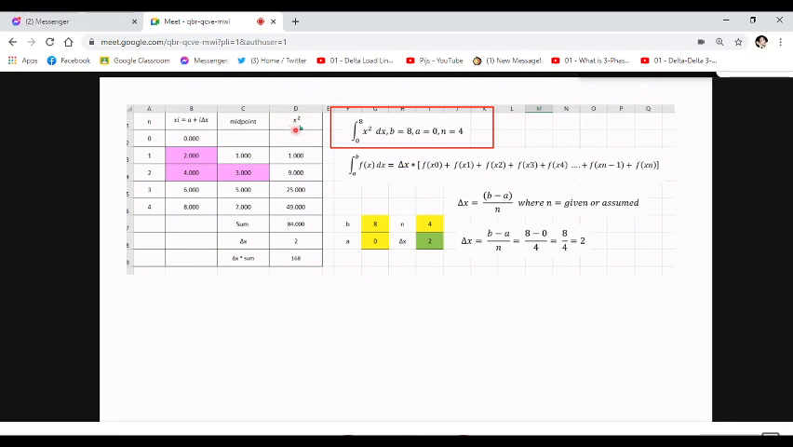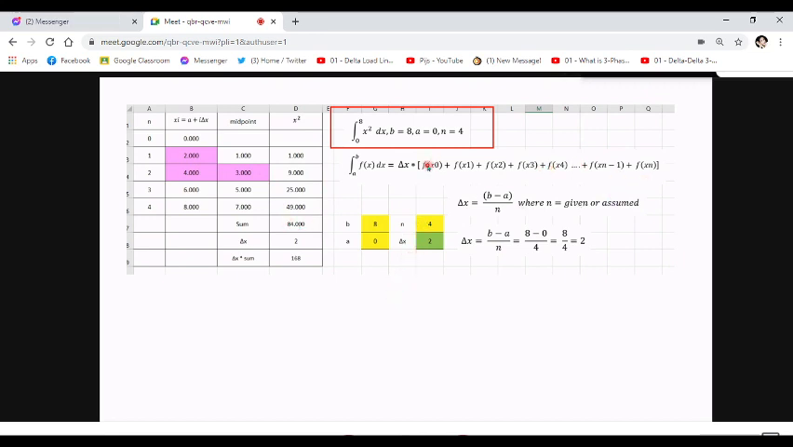X squared. Meaning you square this. Okay? So that will be now equal to 1. 3 times 3 will be 9. 5 times 5 is 25. 7 times 7 is 49. Then punta tayo dito. fx0, fx1, fx2, fx3, fx4, and so on and so forth.